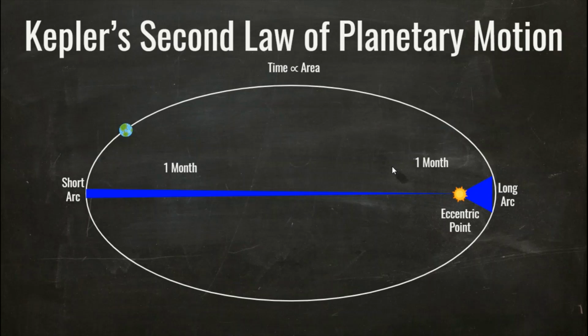In this diagram, it takes 1 month for the Earth to traverse the shorter arc and 1 month as well to traverse the longer arc. When these two arcs are connected to the center of the Sun, it creates two triangular shapes of equal area. Thus, we can say that the area swept out by a planet for any given time frame is proportional to the time it took to traverse the arc.